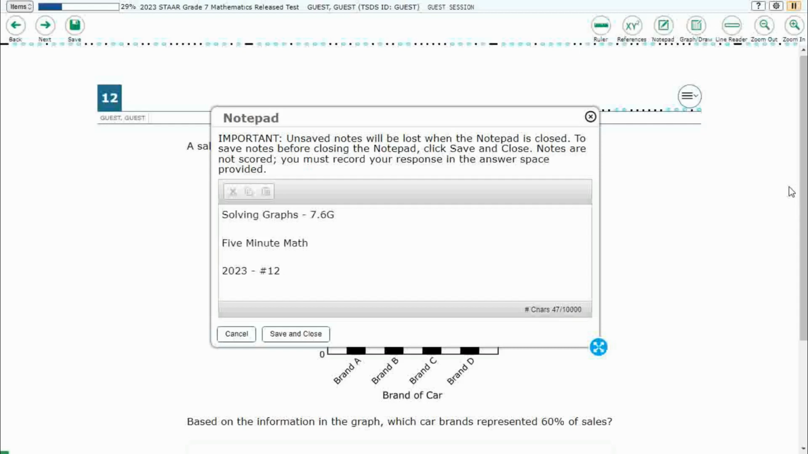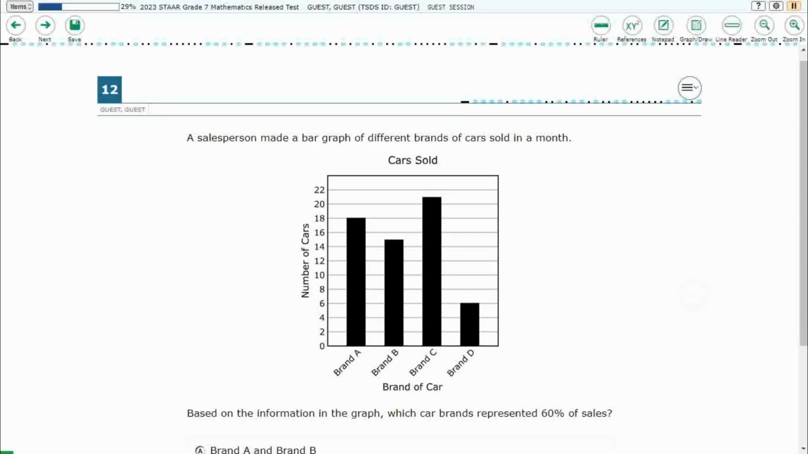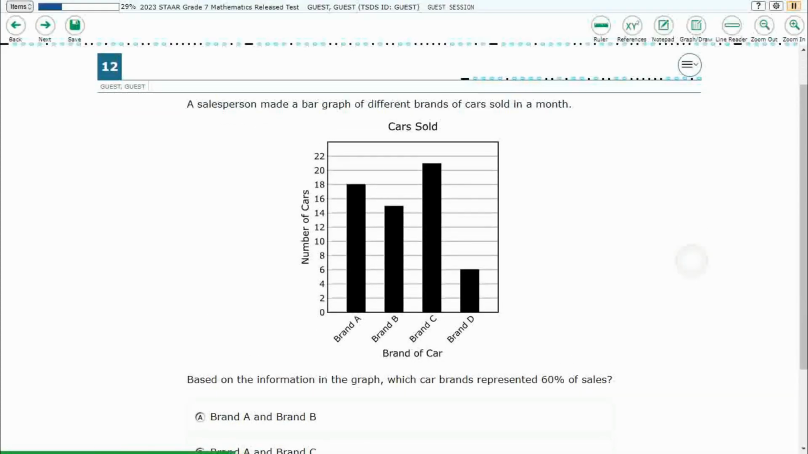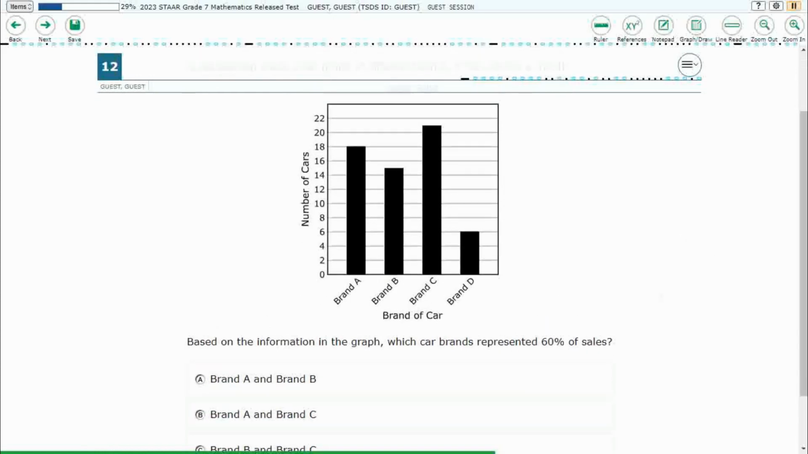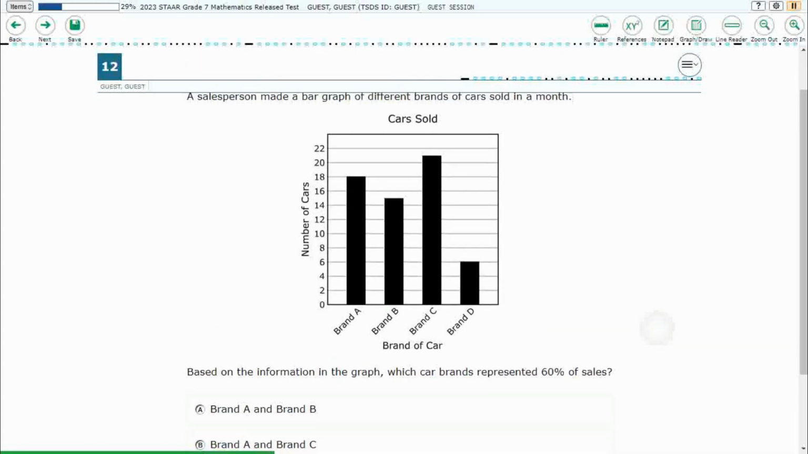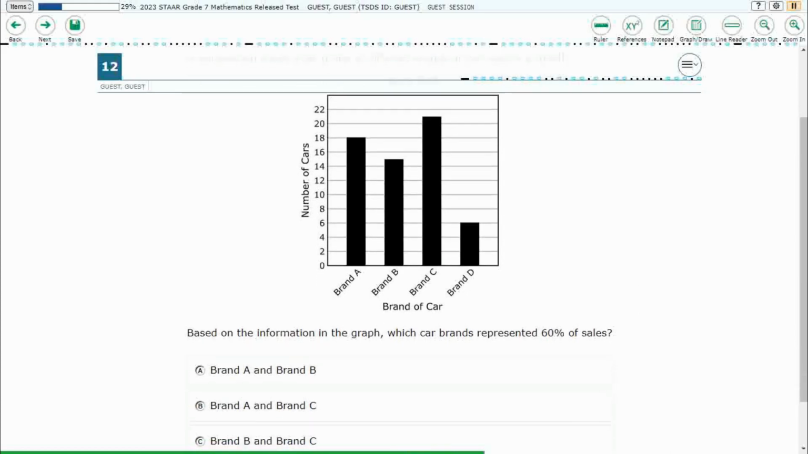Today we are looking at the 7th grade concept of solving graphs. This is standard 7.6G in the great state of Texas, and we are using item number 12 of the 2023 released STAAR test. If you haven't done so already, please go ahead and take a moment to pause the video, work this problem out on your own, unpause it, and we will look at our answers together.